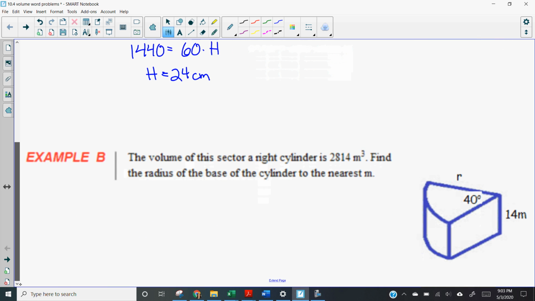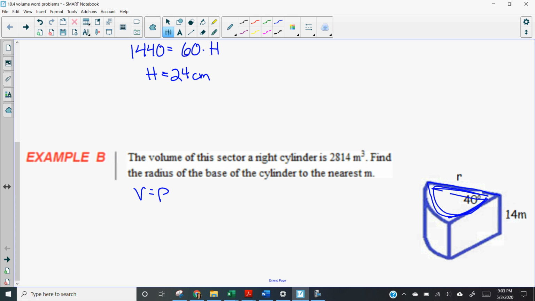In example B, this one's a little harder because of what shape this is. They give you the volume again, 2,814 cubic meters. Find the radius of the base of the cylinder to the nearest meter. Now this is just a piece of a cylinder. If you remember, that's called a sector. It's just a fraction of the total circle. So when we're talking about the area of that, it's just a fraction of the total area.